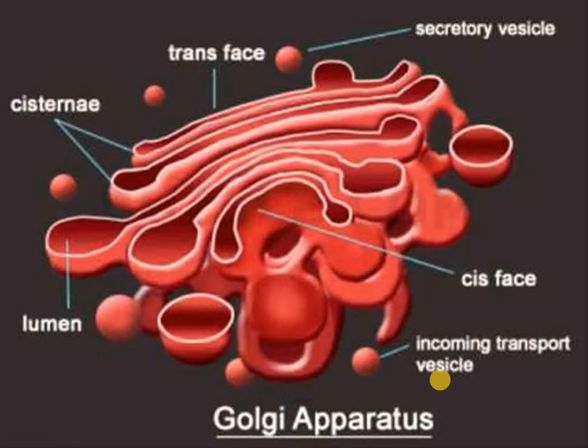The endoplasmic reticulum has synthesized proteins and other biomolecules and lipids. They need to be packaged. So these incoming transport vesicles will enter into this Golgi apparatus where they will be packaged and labeled, and further from the trans face they will be transported to lysosomes or other target sites. Now you will be clear.